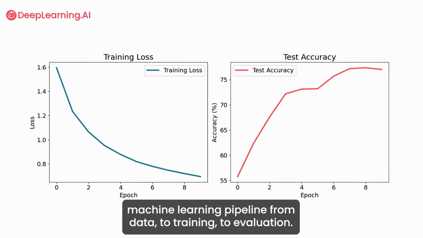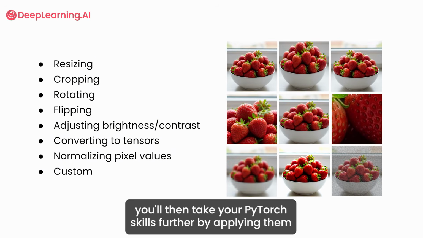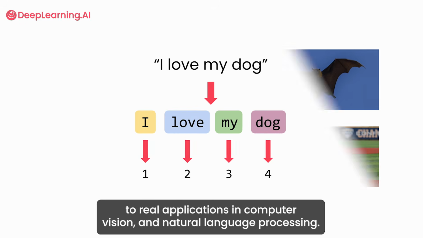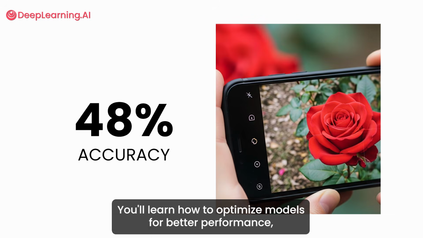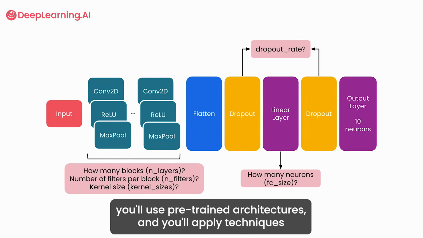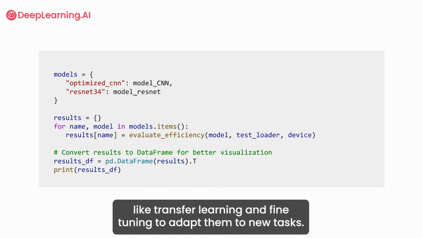training to evaluation. In Course 2, you'll then take your PyTorch skills further by applying them to real applications in computer vision and natural language processing. You'll learn how to optimize models for better performance, you'll use pre-trained architectures, and you'll apply techniques like transfer learning and fine-tuning to adapt them to new tasks.